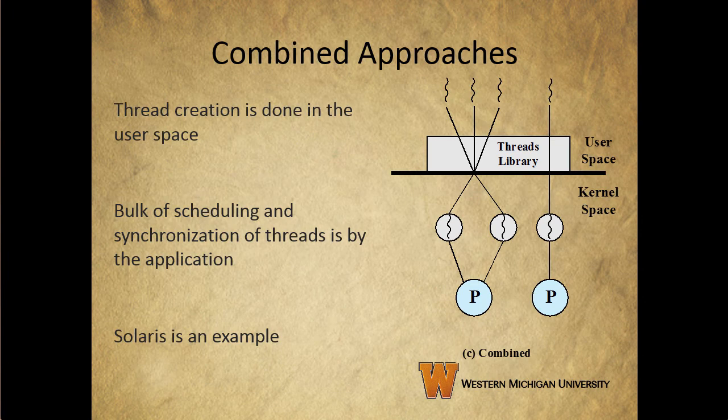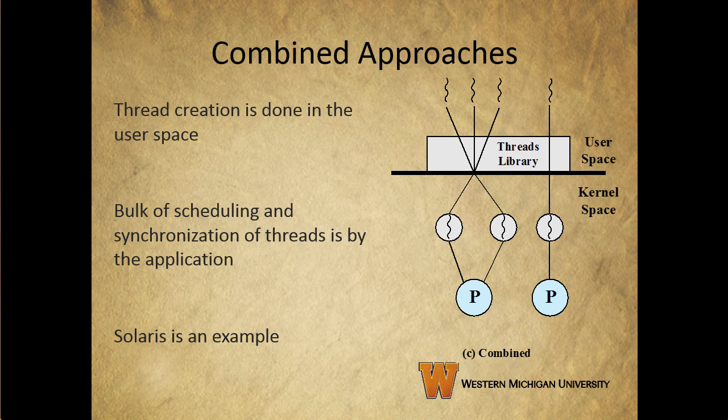Now, some operating systems provide a combined user-level thread, kernel-level thread facility. In a combined system, thread creation is done completely in user space, as is the bulk of the scheduling and synchronization of threads within an application. The multiple user-level threads from a single application are mapped onto some smaller or equal number of kernel-level threads.